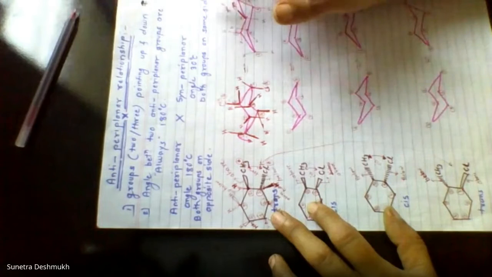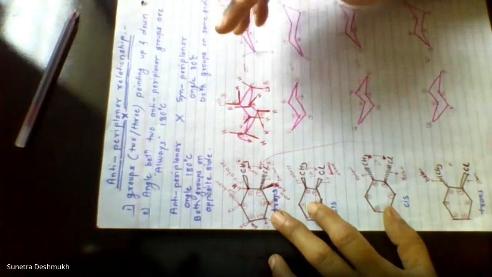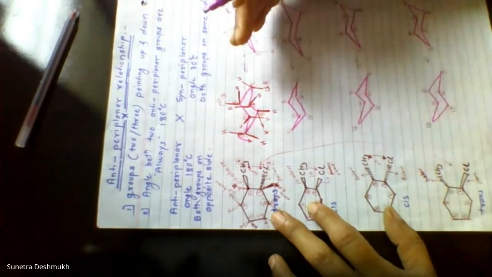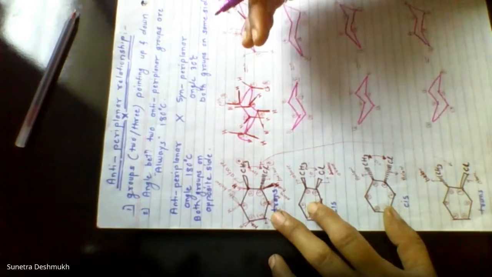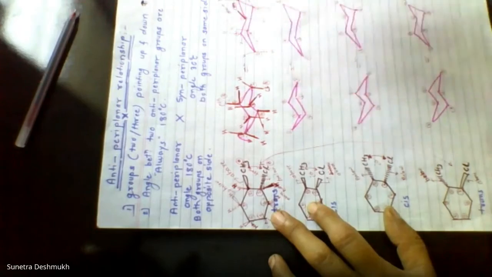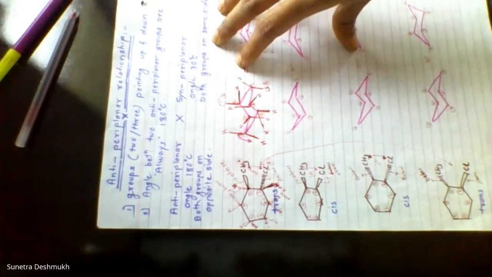So now we are going to see what is the anti-periplanar relationship for the elimination reaction. In yesterday's lecture we have seen that the groups which are going to eliminate should be anti to each other. Anti means in short they should be placed trans to each other, and they should have a 180 degree angle in between those eliminating groups.